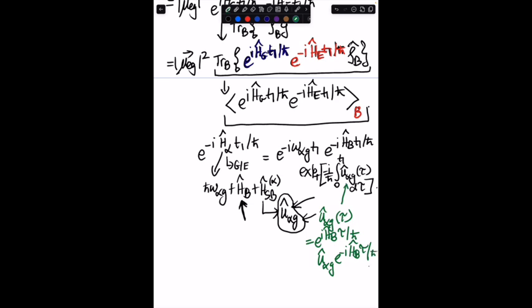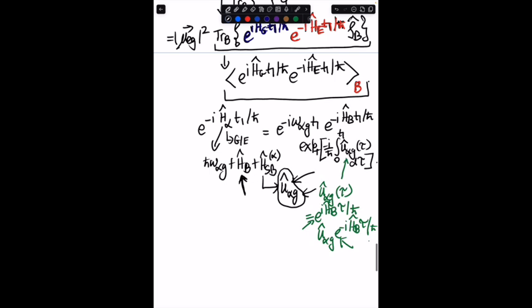Yes. So the time dependence of this energy gap operator is given by these time evolution operators with respect to the bath Hamiltonians. So now I will put that in here.